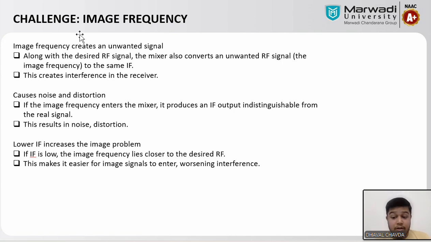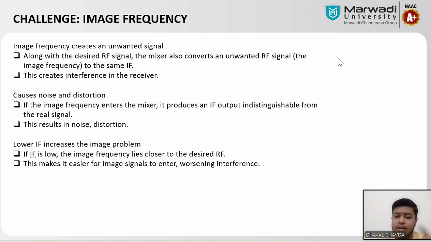Now the challenge, image frequency is the challenge. Image frequency creates unwanted signal as we discussed. This creates interference in the receiver. This causes noise and distortion. Image frequency enters the mixer. It produces an IF output indistinguishable from the real signal. Lower IF increases the image problem. What is lower IF, higher IF? We will see in the next slide. But this is the base.